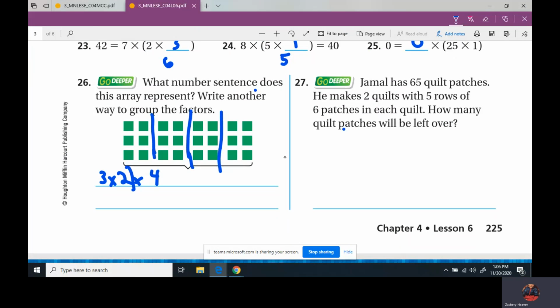Let's group them together. And you can group them any way. You could group the 2 and the 4 together. You can group the 4 and the 3. But I'm just going to group it how I wrote it. So I know 3 times 2 is 6. 6 times 4 is 24. You could also have done it like this. 4 groups with 3 rows of 2, and you could have done it like this. 4 times 3 is 12. 12 times 2 is 24.